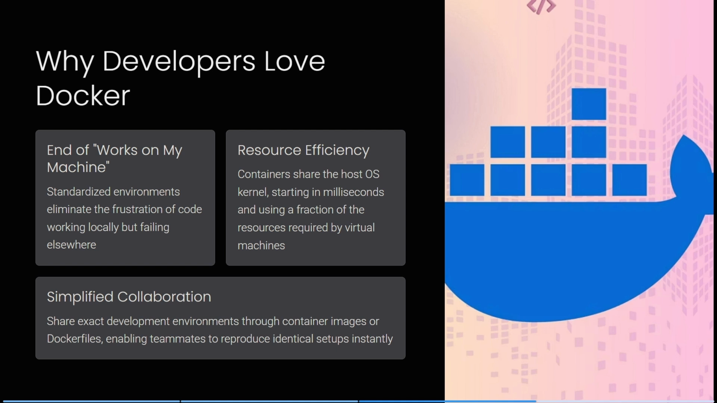Why is Docker loved by developers all over the world? First of all, the end of "works on my machine." So this is a standardized environment which eliminates the frustration of code working locally and failing everywhere else. It also allows you to share the host operating system kernel, starting in milliseconds and using a fraction of the resources required by virtual machines. And also it has simplified collaboration. So you can share exact development environments through container images or Dockerfiles, enabling teammates to reproduce identical setups instantly.